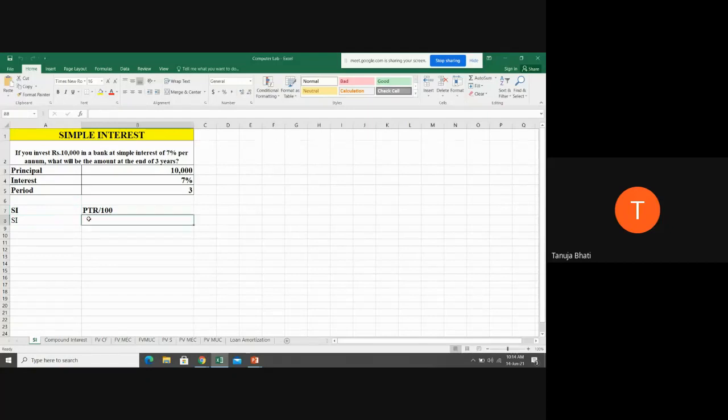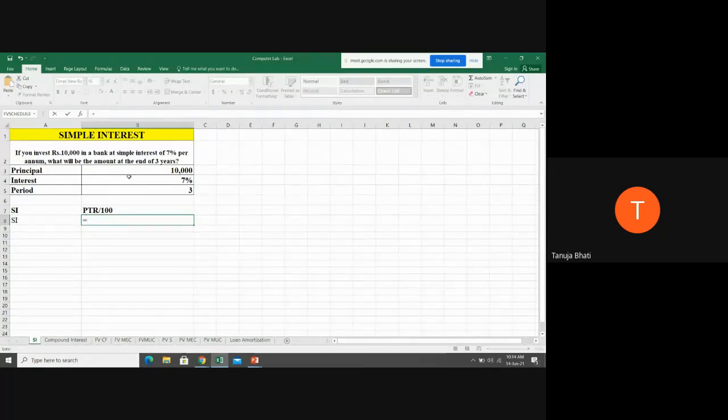Now I need to know the answer of simple interest. How do I solve this using Excel? First thing, students, when you are applying any formula in Excel, what are you supposed to write? Your formula always begins with the sign equals to. If you do it without equals to, you will get an error. So equals to P.